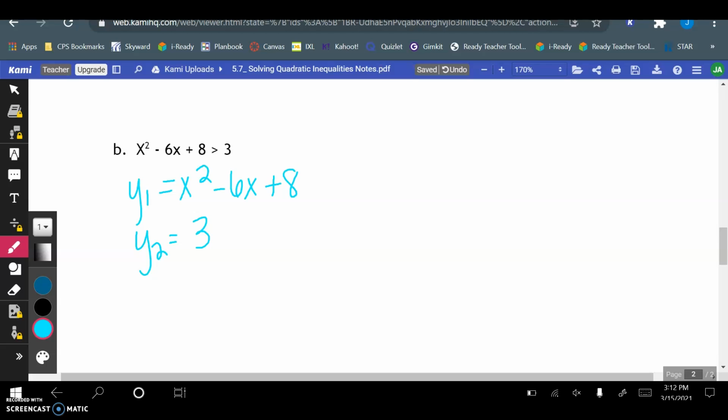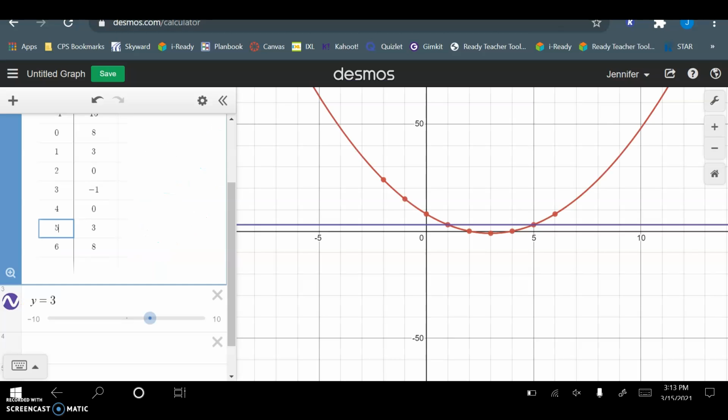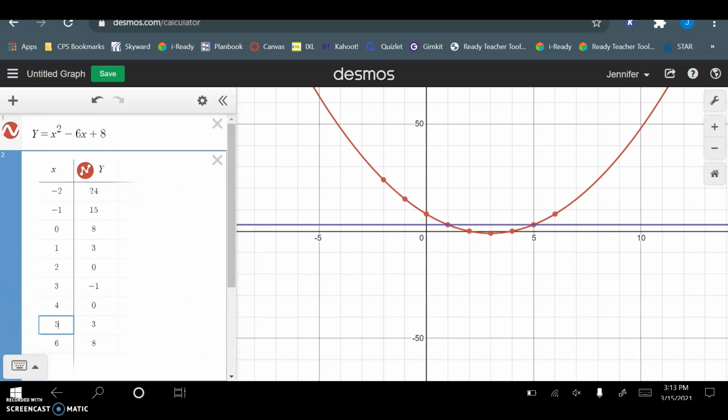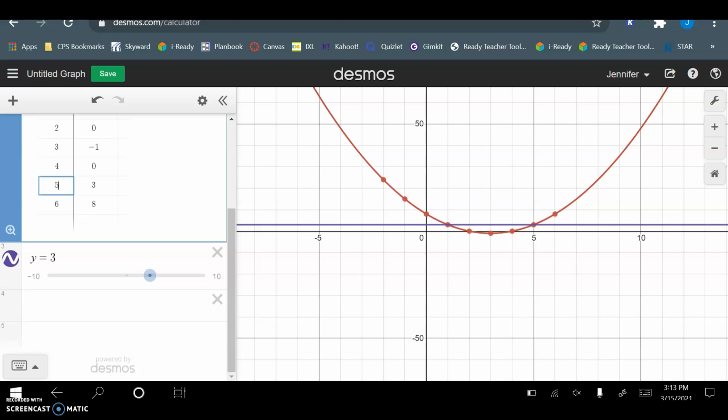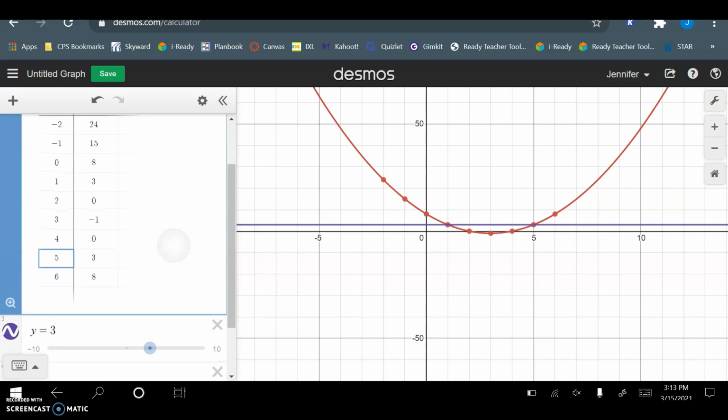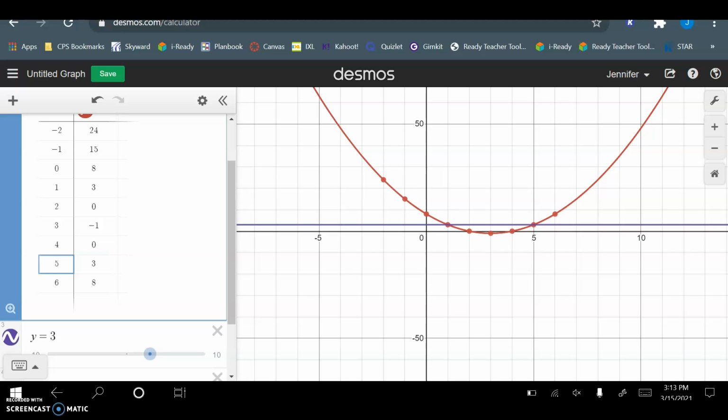But now we are not including the 3 because our inequality symbol is not underlined, and it's greater than 3. So when is our y1 going to be larger than 3? So we are going to come over here, and our y1 is the same, and so is our y2, which is 3. But now we're looking for where they're greater than 3.